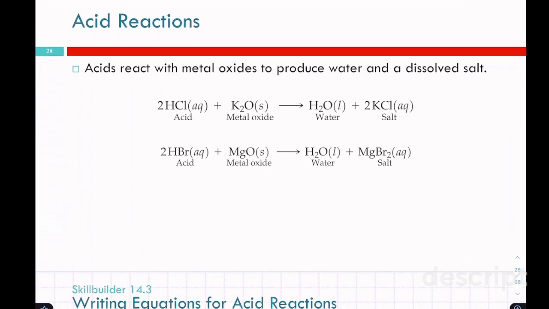So acids can also react with metal oxides. And we're not going to spend a lot of time on these reactions, again, mostly focused on neutralization reactions. The only difference here is that instead of producing hydrogen gas, if you're reacting an acid with a metal oxide, it produces water and a salt. That salt will be made up of the metal from the metal oxide and then the anion from the acid.